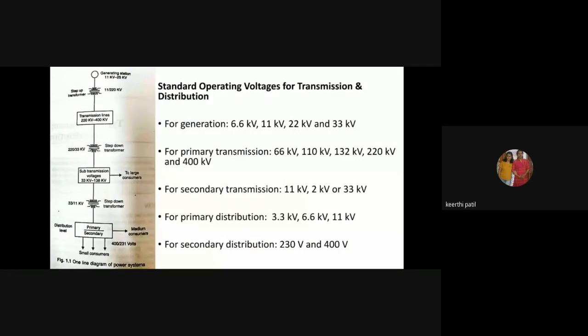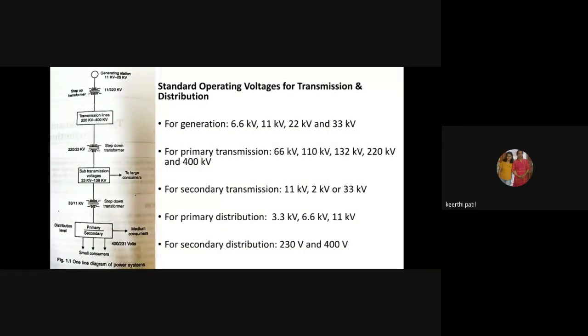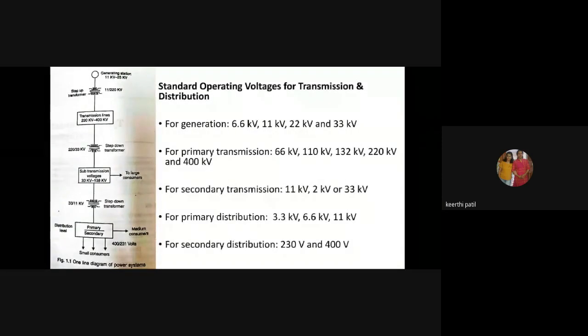Anyone else? Yes, ma'am. Just understand the flow chart. Consider this as a flow chart, where the first step is generation and the last step is the distribution to the small consumers. Between generation and distribution lies the transmission. Now transmission has two parts, the primary transmission or transmission lines and the sub transmission.